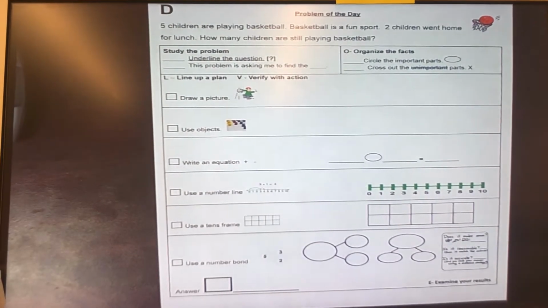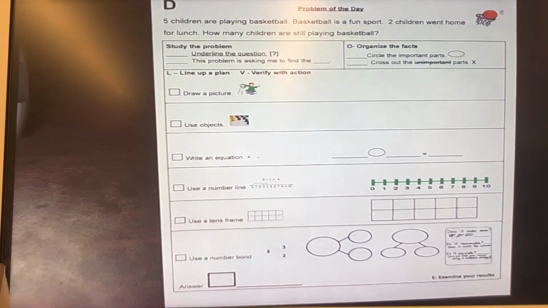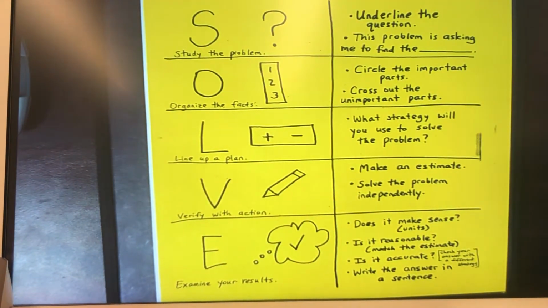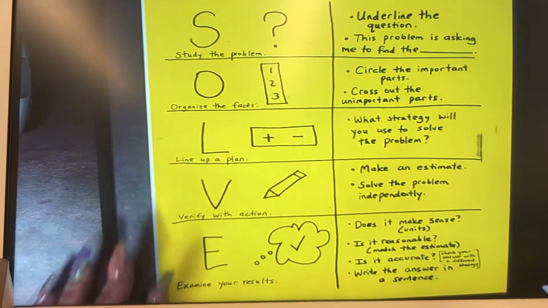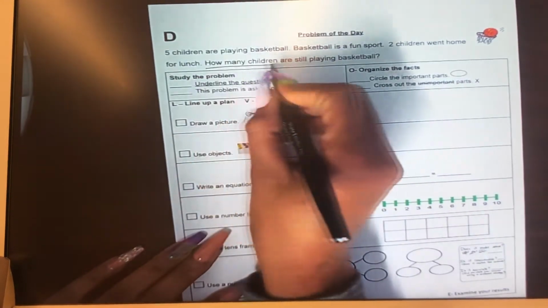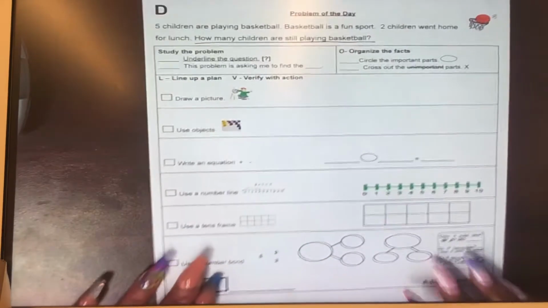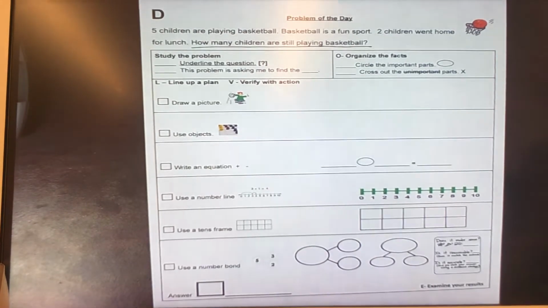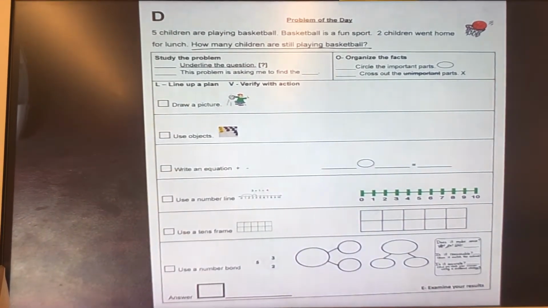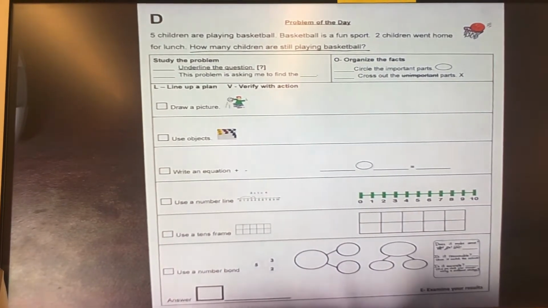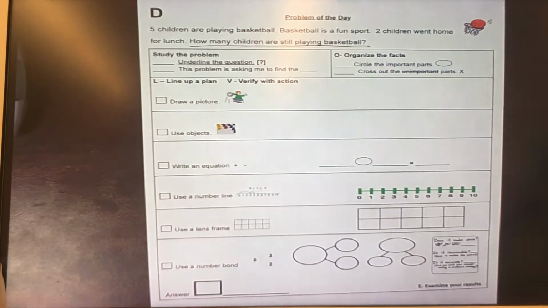Okay, remember, when we do our problem of the day, we always use the S.O.L.V.E method to guide our thinking. First letter is the letter S. We need to underline the question. And the question is, how many children are still playing basketball? After we underline the question, we need to ask ourselves, what is this problem asking me to find? Well, this problem is asking us to find the number of children that are still playing basketball.